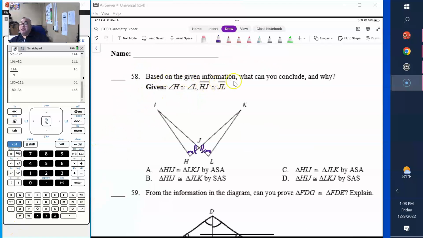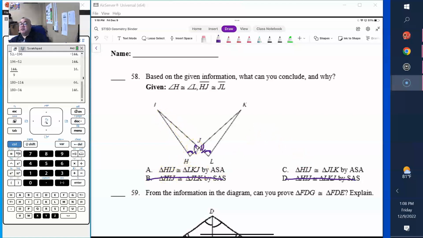Based on the given information, what can you conclude and why? Angle H is congruent to angle L. These two angles are vertical angles, so they're congruent. HJ is congruent to JL. So this would be angle, side, angle. So it's either going to be A or C. So we have to pick which one's the correct one.